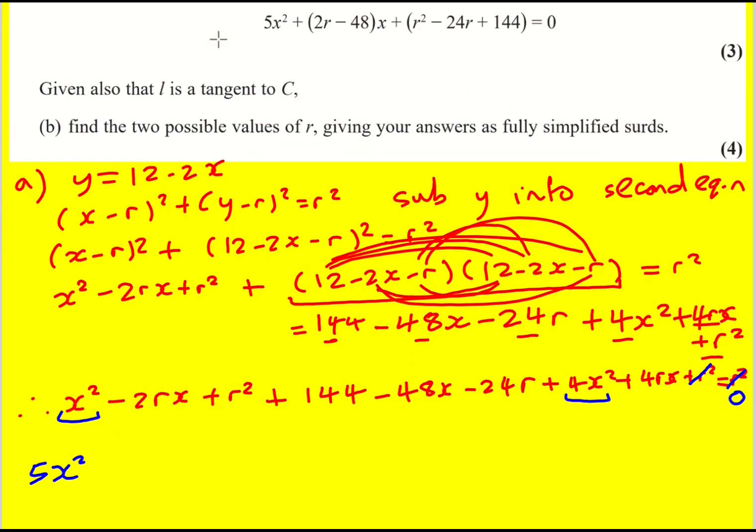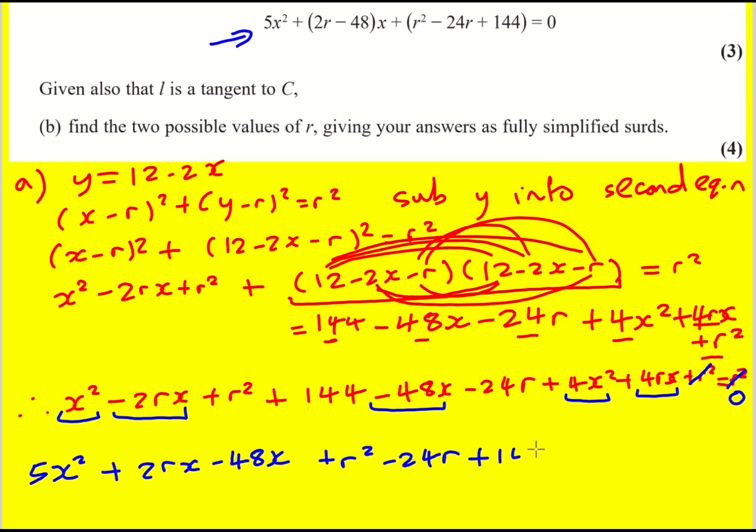Just going to put the, think what we're trying to get up here. Okay, let's put the x terms together. So I've got 4rx minus 2rx, so that's going to be plus 2rx, then a minus 48x. Okay, I'll factorize that out in a minute. And then I'm left with r squared minus 24r plus 144 equals 0.